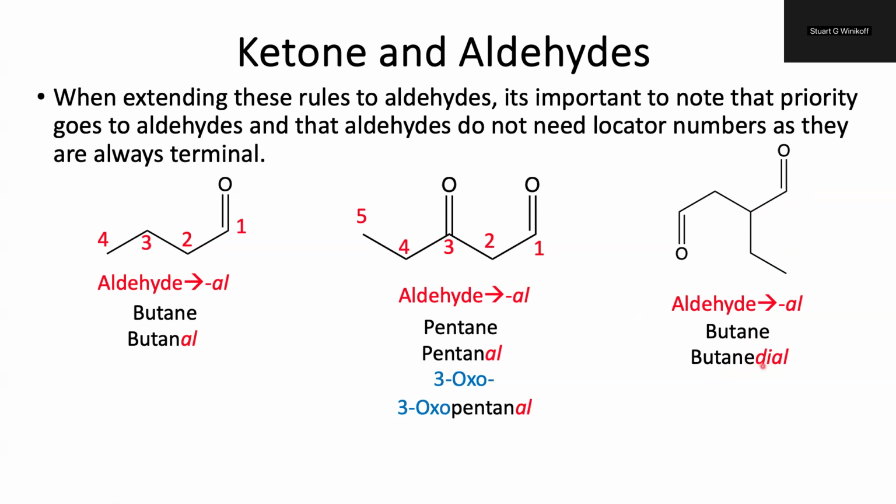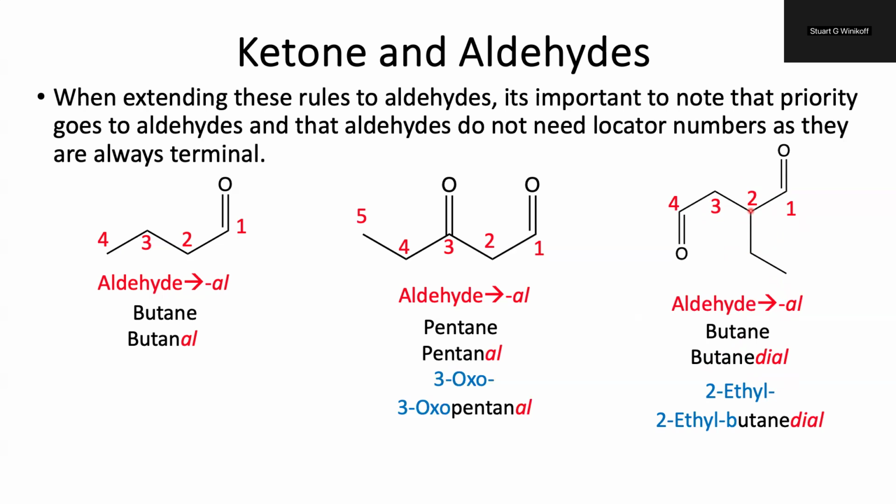Now, when I go ahead and number this, again, 1, 2, 3, 4, there's no place for the aldehyde to go but the primary position and the final position. So again, I don't need to actually include the numbering in the main name. However, I do have a nice ethyl group at the 2 position, so this gets added as a substituent, and the numbering is going to be used to minimize that alkyl number. So this becomes a 2-ethylbutanedial.